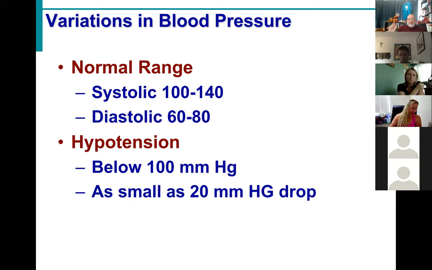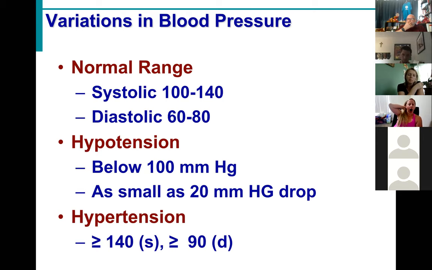And like I said, the parameters of this change dramatically almost daily. But for simple terms, hypertension is often referred to as a systolic above 140 and a diastolic above 90. But again, there's pre-hypertension and all sorts of other conditions along those lines. And we'll talk about that more in the next class. All right. Questions on that?